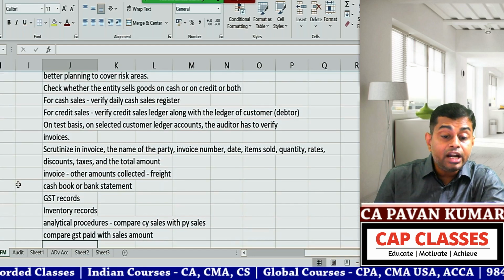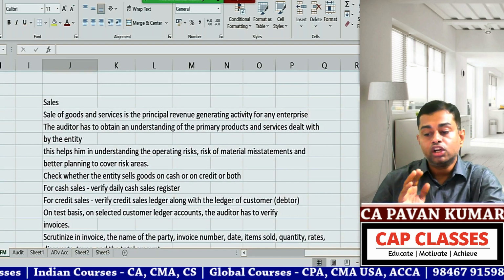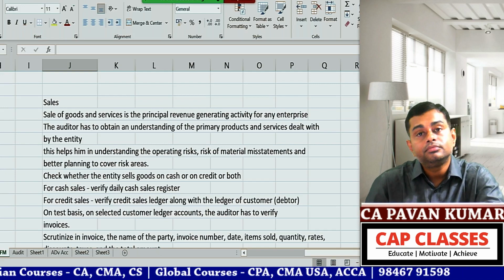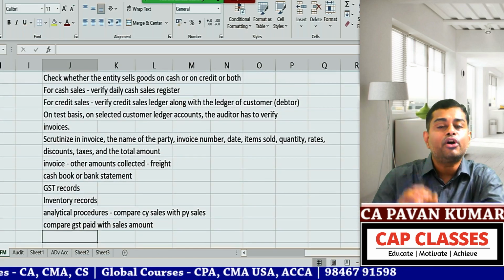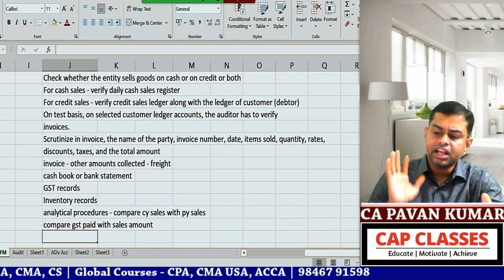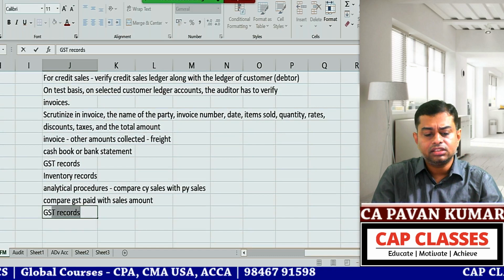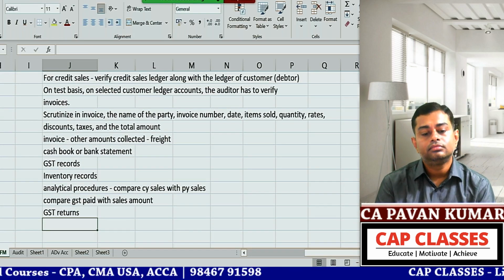See how many valid points are coming, and trust me, you don't need to write this many points, because for 4 or 5 marks you will not have enough time. Still, we can write 100 more points also if you want. Kirti is saying GST returns. Verify GST returns. You understand?